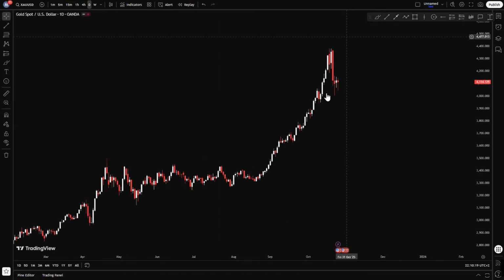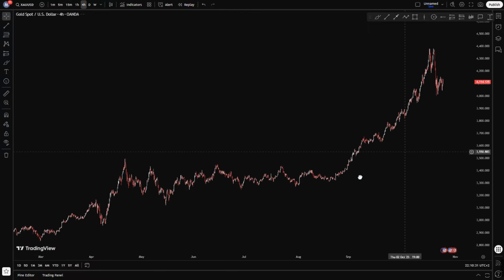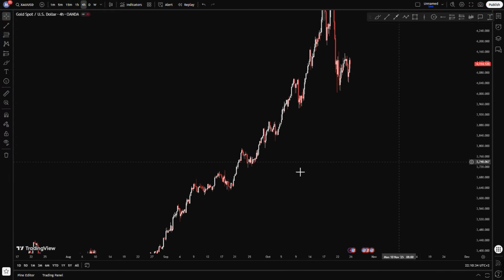Still on the daily time frame, we don't see much of the market structure right here. We only see a strong bullish move to the upside. Okay, let's move over to the 4-hour time frame. So now we are on the 4-hour time frame.